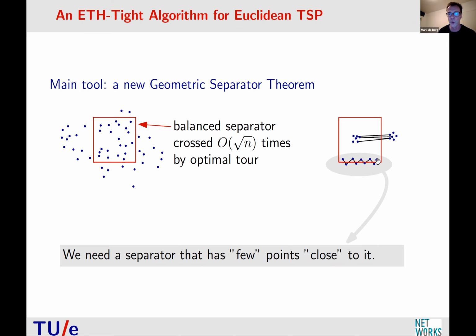If I have lots of points close to my separator on both sides, because then my TSP tour could be crossing many times. So intuitively, you could say something like, okay, I want only square root of n points close to my separator, and most of the points really on the inside near the center of the separator.